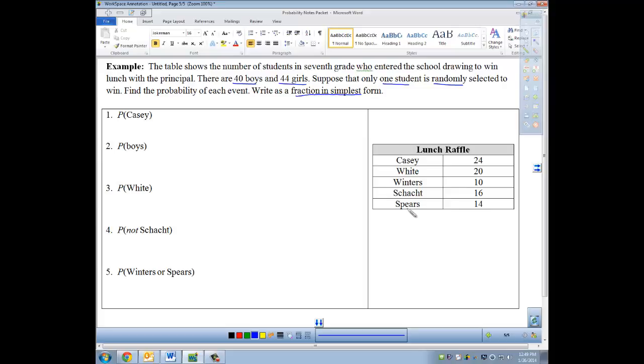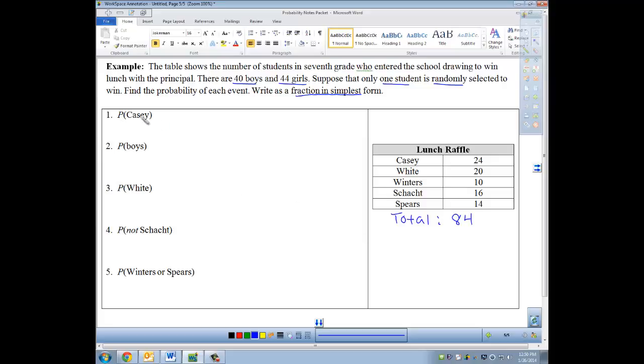The first thing you need to do is figure out your total number of students who participate in the drawing. So you could do 24 plus 20 plus 10 plus 16 plus 14. You could also do 40 boys plus 44 girls. Either way, it's going to give you a total of 84 students who participated.